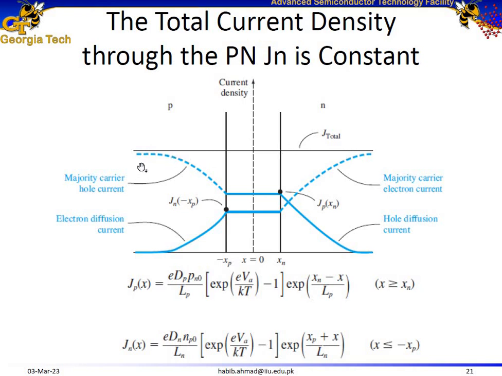Similarly, in the p region, the total current density is the sum of the majority carrier hole current density plus the minority carrier electron current density, and when you add them together, you get a constant value. So throughout the PN junction, the total current density would always be constant. It will have the same value.